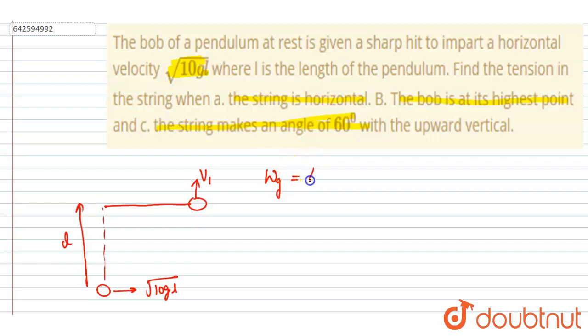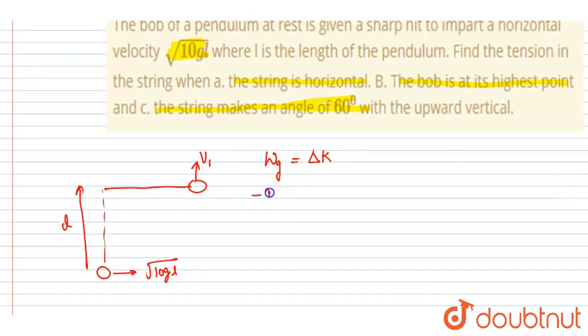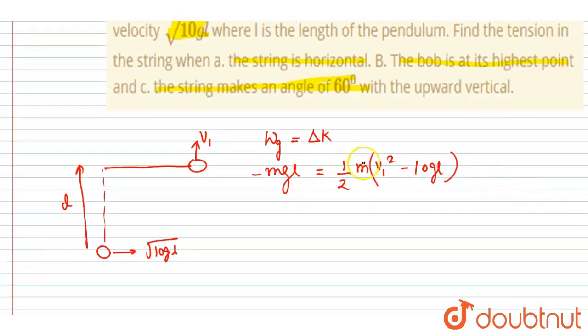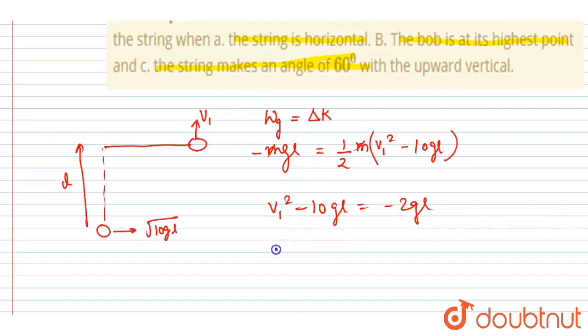So I will write work done by gravity is equal to change in kinetic energy. Simple. The work done by gravity is mgL, since it goes up a height of L. So it will be change in kinetic energy, half m v1 square minus initial velocity. Just put this, and this m will get cancelled out, and you will get v1 square minus 10 gL is equal to minus 2 gL, right? So you will get v1 square is equal to 8 gL. So here the velocity will be under root 8 gL.